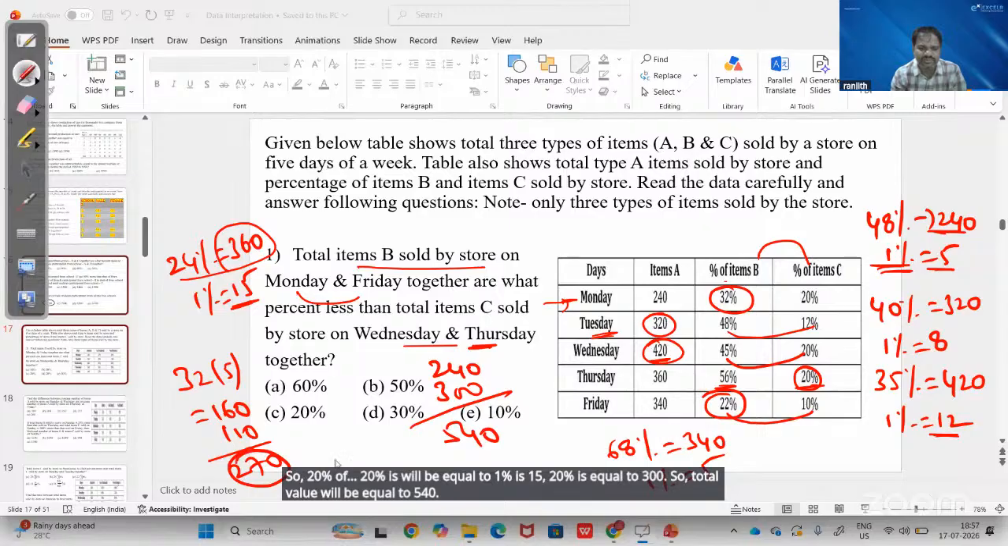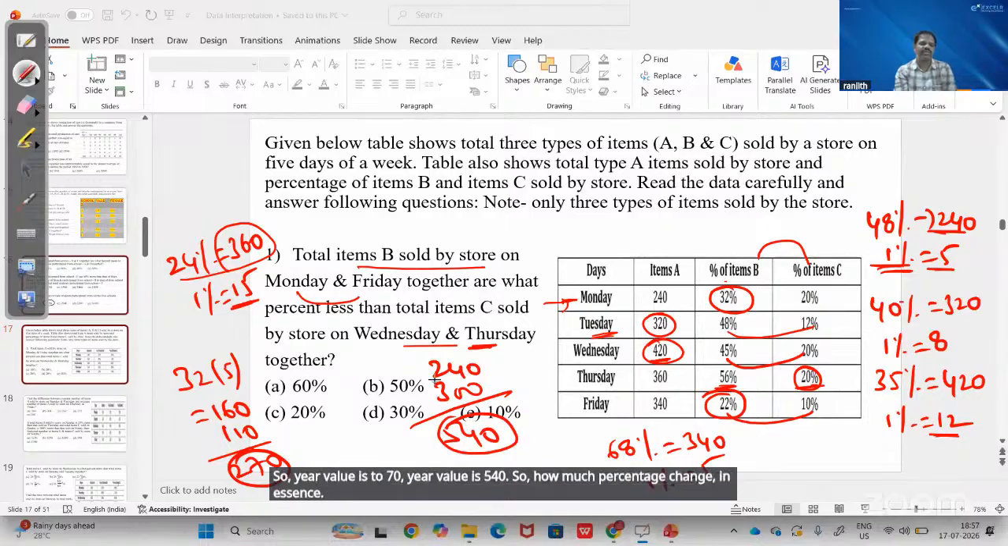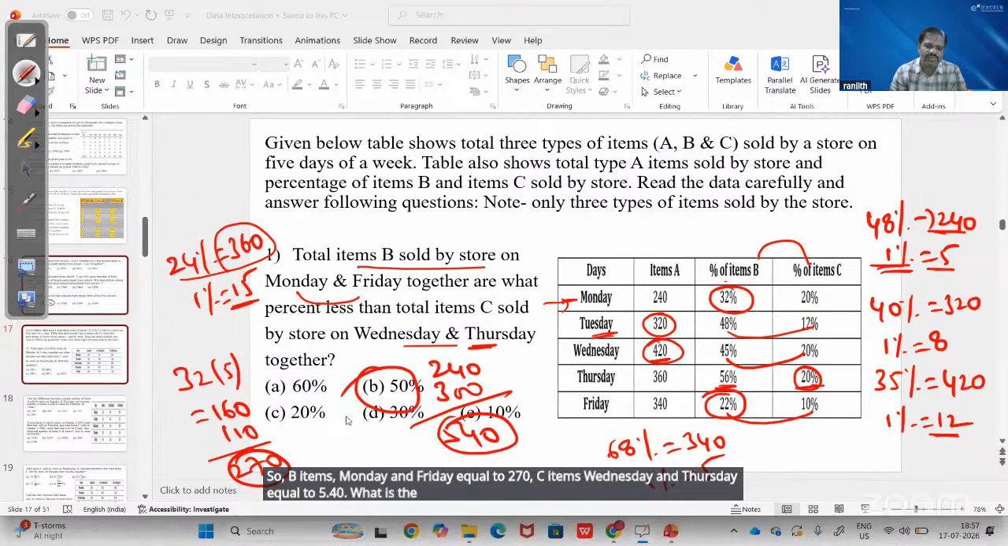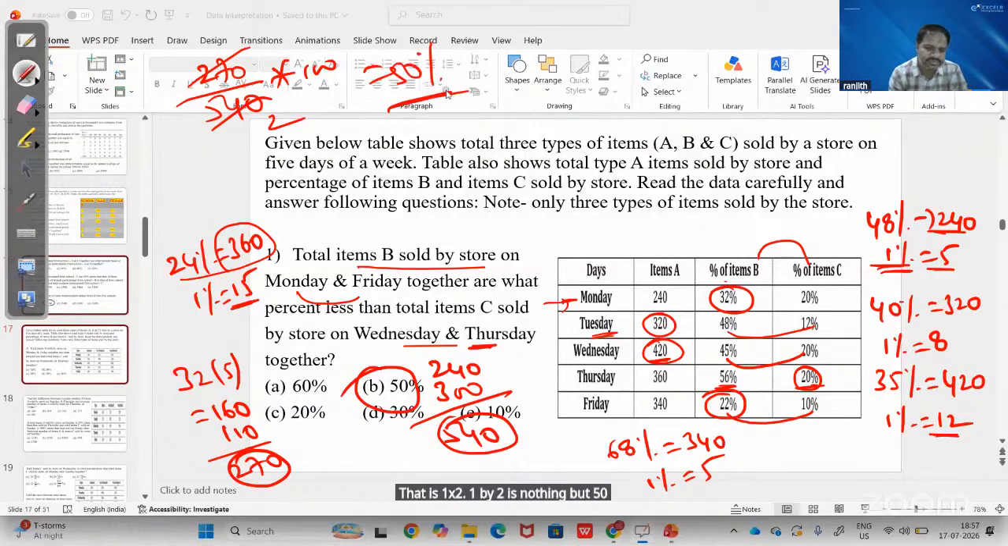So one value is 270, the other value is 540. B items on Monday and Friday equal 270, and C items on Wednesday and Thursday equal 540. What is the percentage change from 270 to 540? The difference is 270, divided by 540 into 100. That is 1 by 2, which is nothing but 50%. Next.